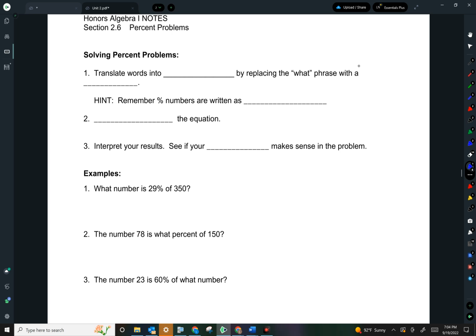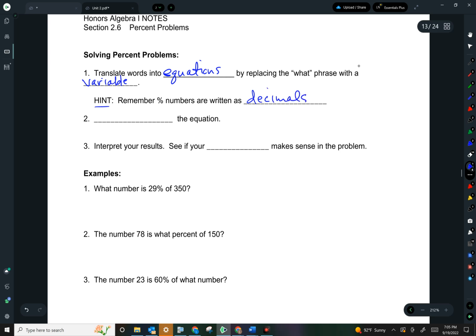So first of all, in order to solve percent problems, we've got 3 steps. Number 1, translate words into equations, okay? It's all about equations. Translate words into equations by replacing the what phrase with a variable. Like if it says what number, what percent, what total. So when you see the word what, that's going to be your x or whatever variable you're using. And a little hint, remember percent numbers are written as decimals.